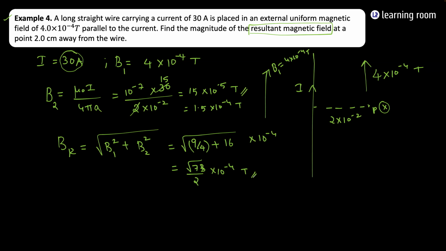Who is outside, who is inside? Correct. Into 10 power minus 4. This value is very high. Clear?